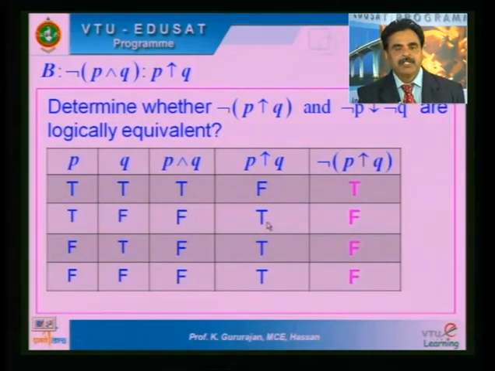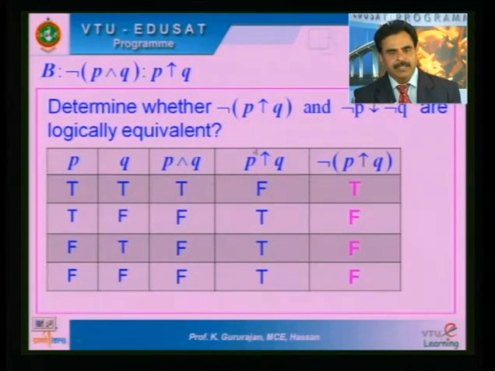F will be replaced by T. Now if I apply, I have to apply once again negation to this, as wanted in this problem. So I will get back what? T F F T. So I can claim that negation of P or Q is the same as P and Q. Will you agree with me? P and Q is the same as negation of P or Q.